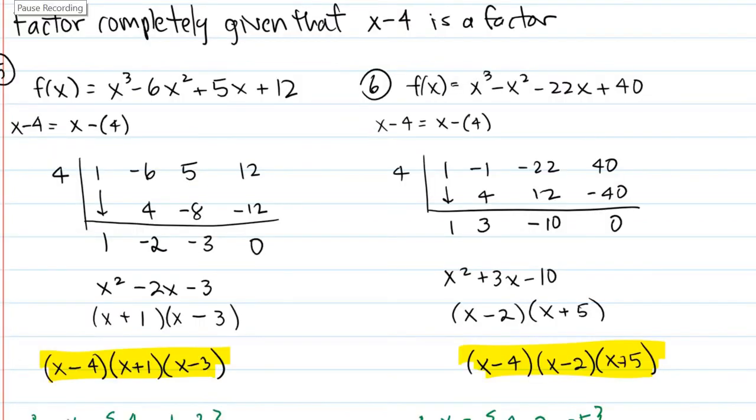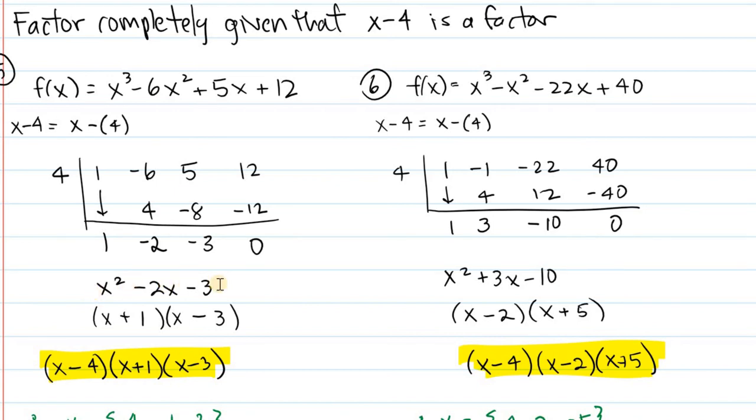Okay, here are the worked solutions for those two problems. We were told that for both of these, x minus 4 was a factor. Recall that if the binomial given is x minus 4, then that means 4 is actually the solution. So we set up our synthetic division with 4 on the outside, and then all of the coefficients, 1, -6, 5, and 12.